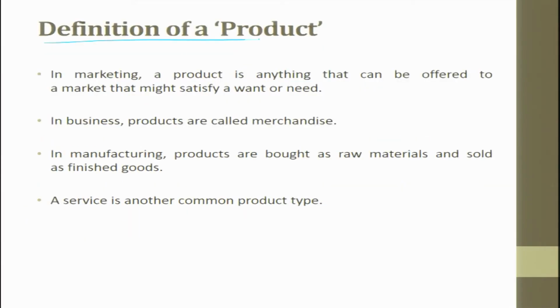So, finally, when we go into the definition of a product, in marketing, a product is anything that can be offered to a market that might satisfy a want or a need. That means to say a customer. Please understand, business models also can be used as a product according to this. In business, products are called merchandise. In manufacturing, products are bought as raw material and sold as finished goods. Look at it, each industry has its own definition. A service is another common product type. So, you look at it, there are 4 definitions which, according to their industry, they give.